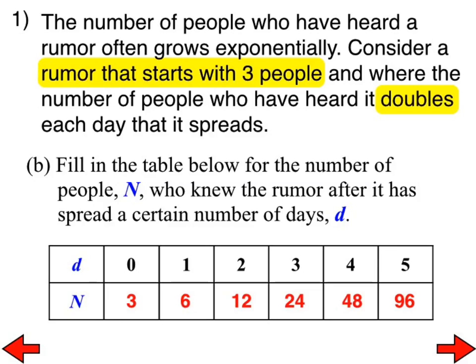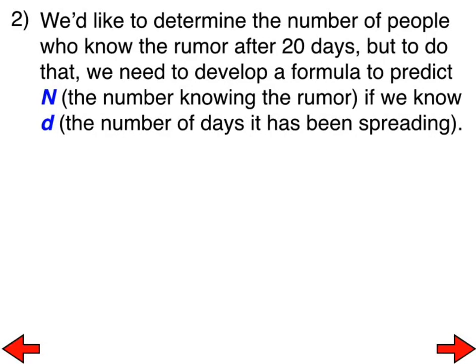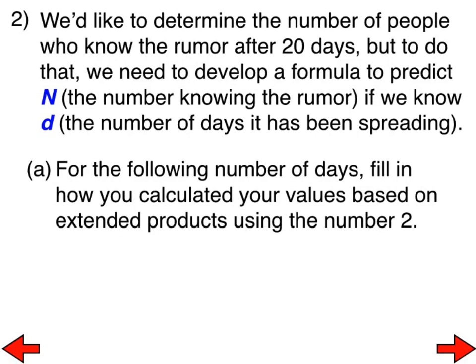All right, so let's continue on with this problem. So this is problem number 2, but we're still dealing with the same situation here. We'd like to determine the number of people who know the rumor after 20 days. But to do that, we need to develop a formula to predict N, the number of people knowing the rumor, if we know D, the number of days it has been spreading. So what we're going to do here is try and develop a pattern. And I started the pattern, the very basics of it, in your notes.